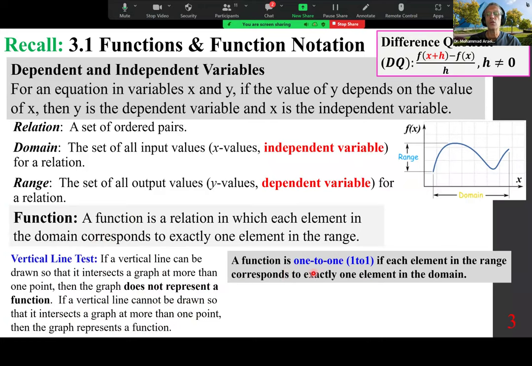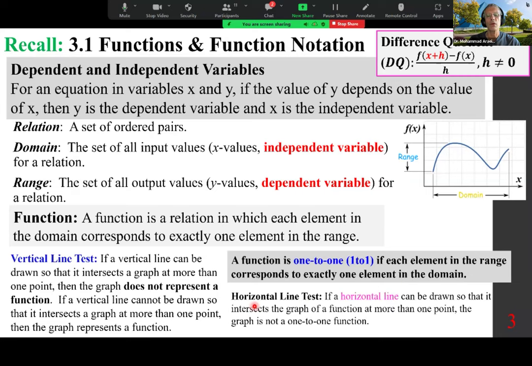A function is one-to-one if each element in the range corresponds to exactly one element in the domain. Horizontal line test: if a horizontal line can be drawn so that it intersects the graph of a function at more than one point, the graph is not a one-to-one function. So, in the case of a function, the x coordinates cannot repeat. In the case of a one-to-one function, now the y coordinates cannot repeat either.